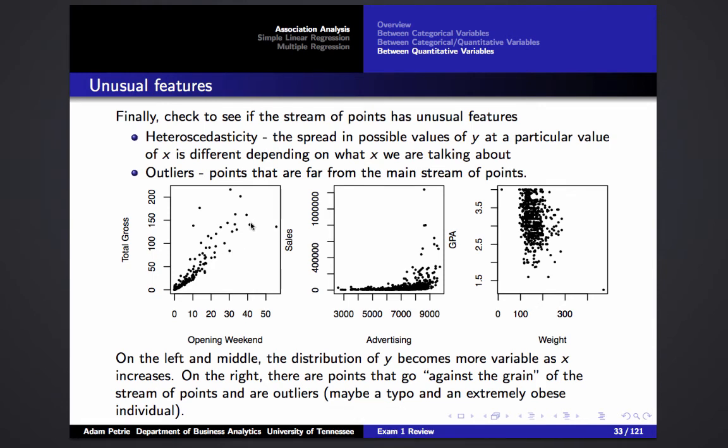Okay, the last thing that we look at is the existence of any unusual features. And these are key in determining which measure of association I'm going to use to summarize its strength. So we look for heteroscedasticity, where the vertical spread in the y values is smaller for some values of x and larger for some values of x. We see that here, and we see that here. And we look for outliers, points that are very different from the overall stream here.